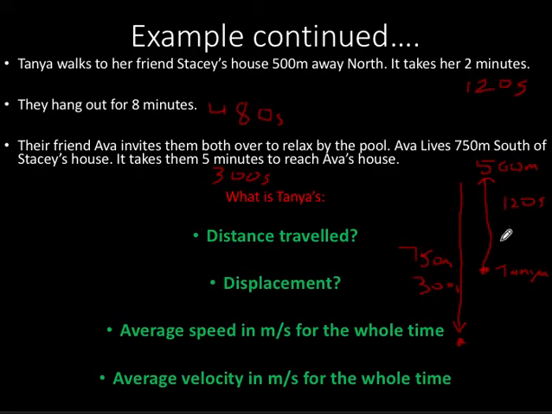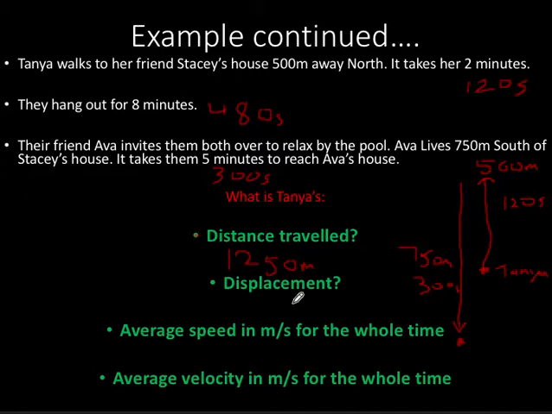Let's start answering the questions. What is Tanya's distance traveled? Now, distance is the total number of meters that she has traveled. So we've got 500 here and 750 down. If you go 500 plus 750, that will give you 1,250 meters.